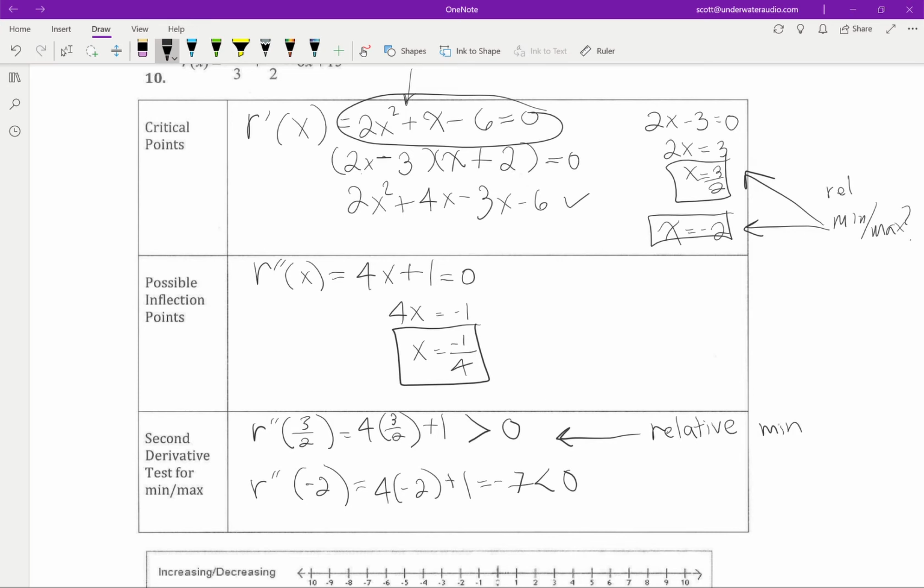Relative minimum. Now the opposite is true over here. When I plugged in -2, I got a negative number, which means that it's pointing down. It's concave down, which corresponds to a relative max. Oops, relative, my bad. Relative max.